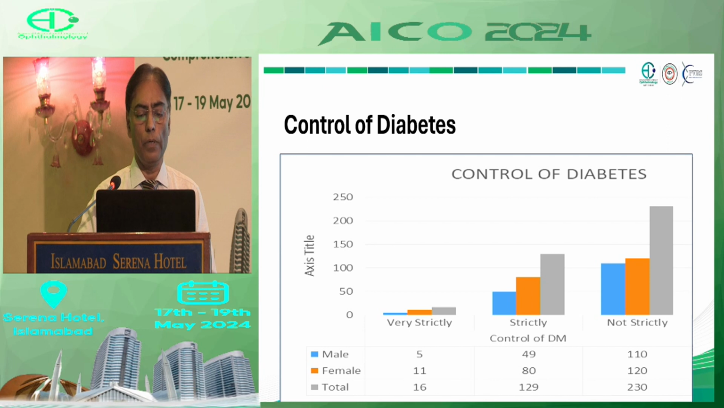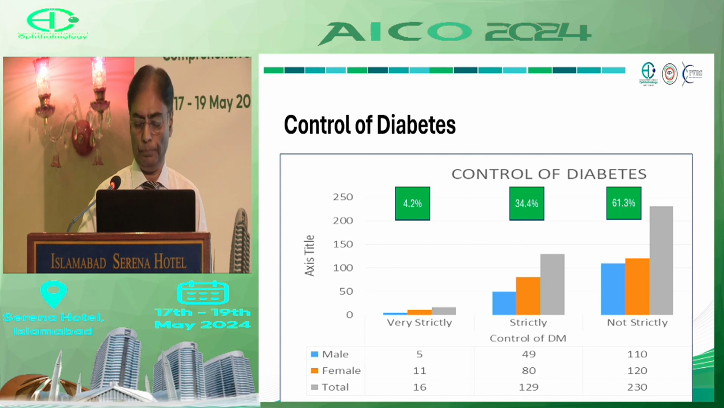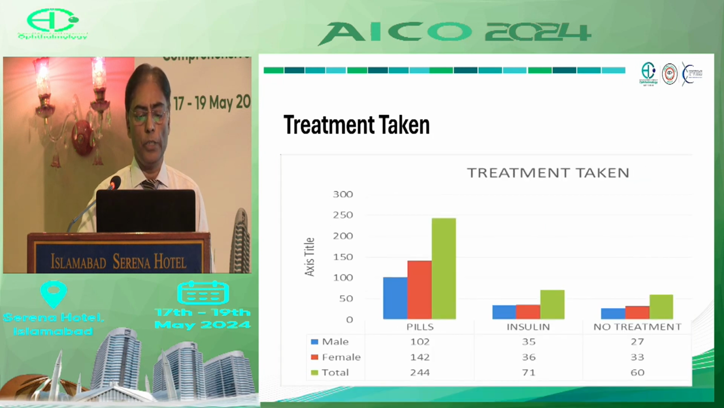Control of diabetes was very strictly, strictly, and not strictly. Here we see that most of the participants were in the category of not strictly. Very strictly were 4.2%, strictly 34.4%, and not strictly 61.3%. And for treatment taken, here we see that pills were taken by the larger group of diabetic patients, and it was 65%.